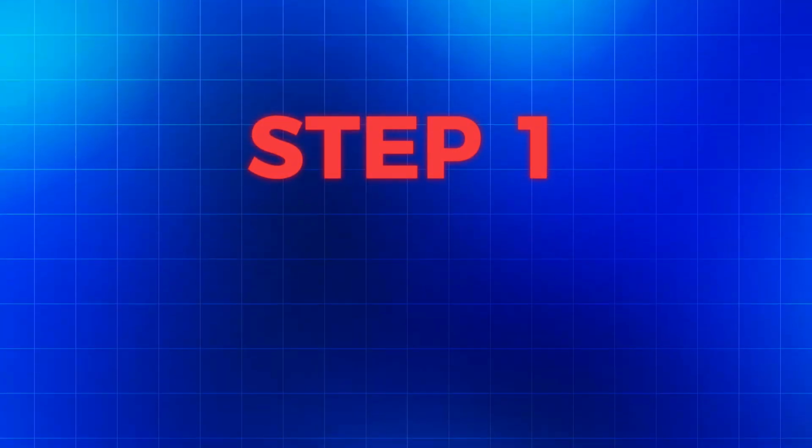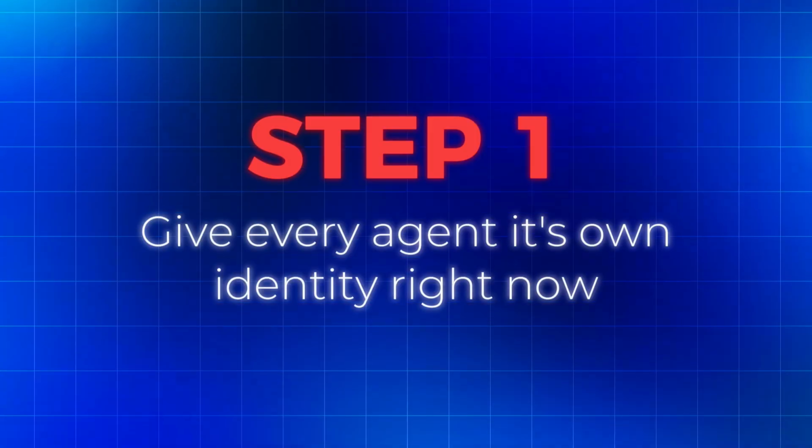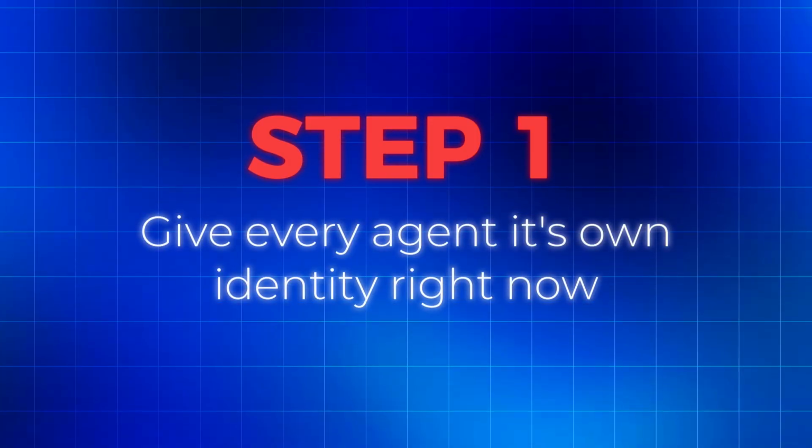All right, so here's what you actually do about it. I'm going to give you 3 actions, and I want you to commit to doing at least one of them this week. Not next quarter, this week. Step 1, give every AI agent its own identity right now. This is the one nobody's thinking about, and it's the most important.